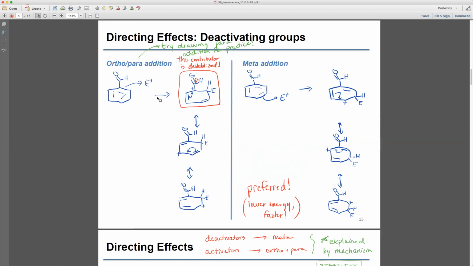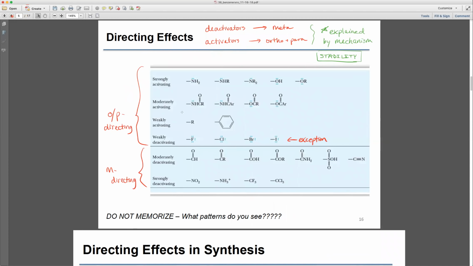And just the list that I tacked onto the end of the slides from Wednesday's class, this is a table from the book. We have activators, which are those groups with lone pairs or alkyl groups. And then we have the deactivators, the halogens, which are inductively withdrawing. And then the resonance withdrawers are the carbonyls and other species down here. The ortho-para directors are the activators with the exception of the halogens.